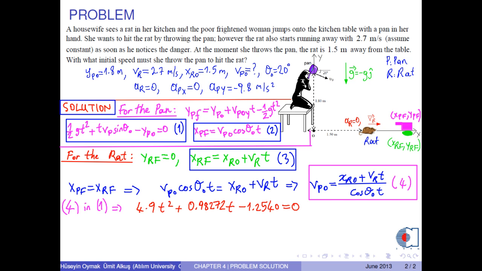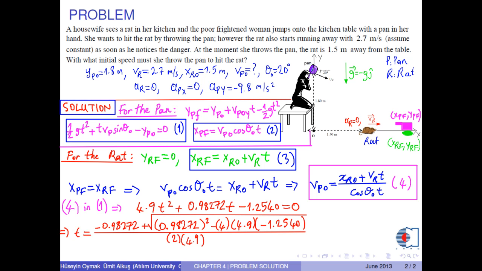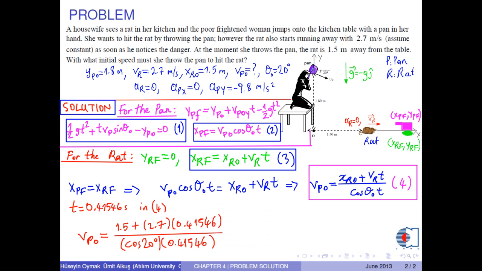Therefore, the solution for t is 0.41545 seconds. If we put this value in equation 4, we obtain 6.7154 meters per second, or approximately 6.72 meters per second.